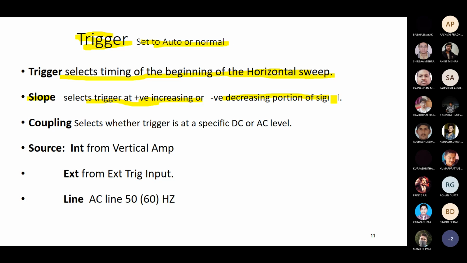So ramp up, ramp down like that. Coupling means whether the trigger is set to a specific DC or AC level, how much values are there. DC coupling, AC coupling, that I am telling. For DC coupling, if DC is connected, how much values are there. Source is internal from the vertical amplifier, or external, which you can give from the external trigger input. And line means the line time, that is 50 hertz or 60 hertz by default. So you are able to give that trigger signal internally as well as externally.